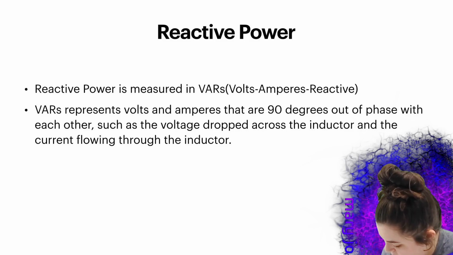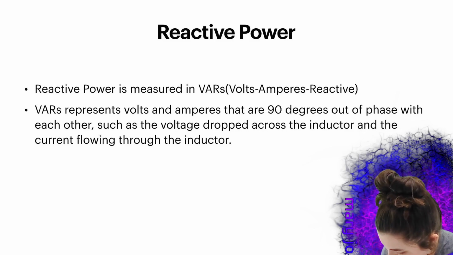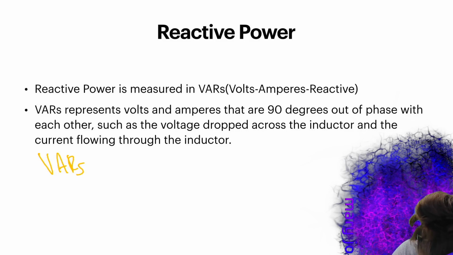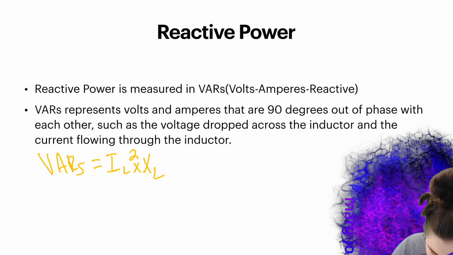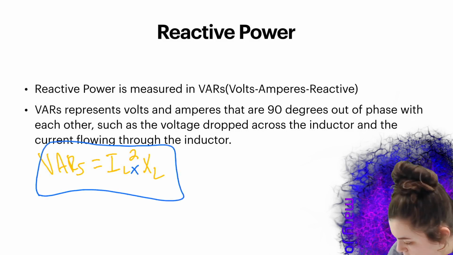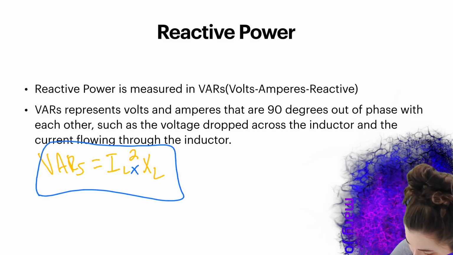So, looking at it, we're going to be looking at different formulas. The formula you would use in this case would be VARs equals I sub L squared times X sub L, the inductive reactance. So that would be the formula you would use to figure out the series circuit we're working on.